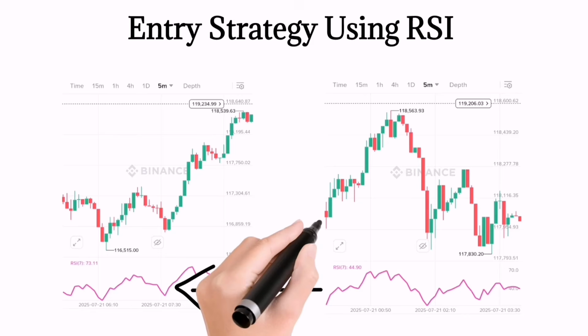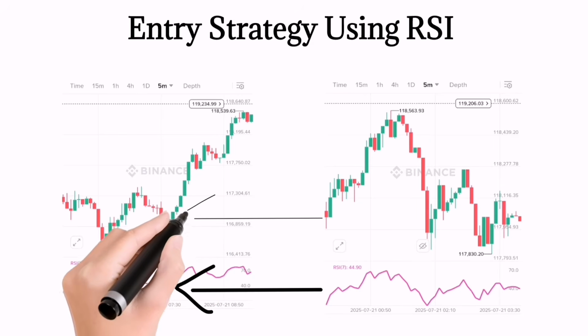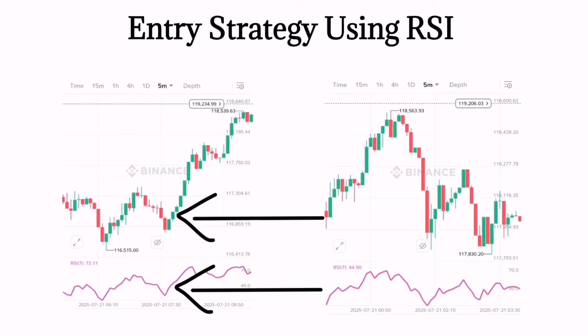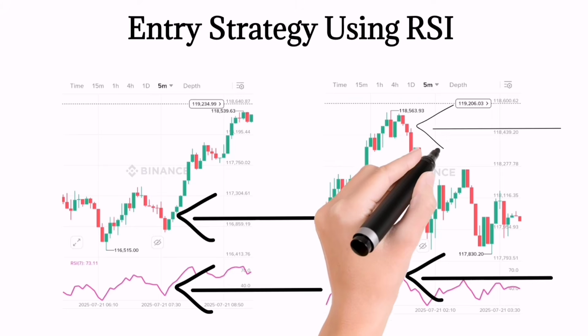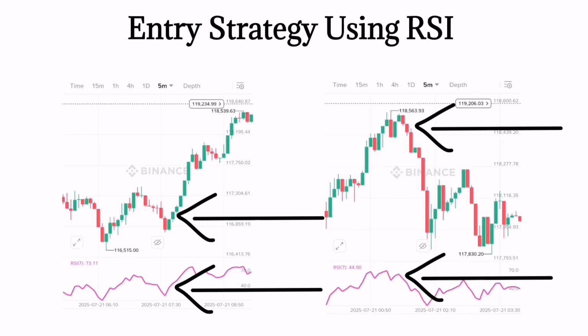Wait for RSI extreme. In an uptrend, wait for RSI to dip below 30, then cross back above 30 equals buy signal. In a downtrend, wait for RSI to rise above 70, then cross back below 70 equals sell signal. Confirm with price action. Look for a bullish or bearish candle pattern like a pin bar, engulfing, or doji at the signal area.